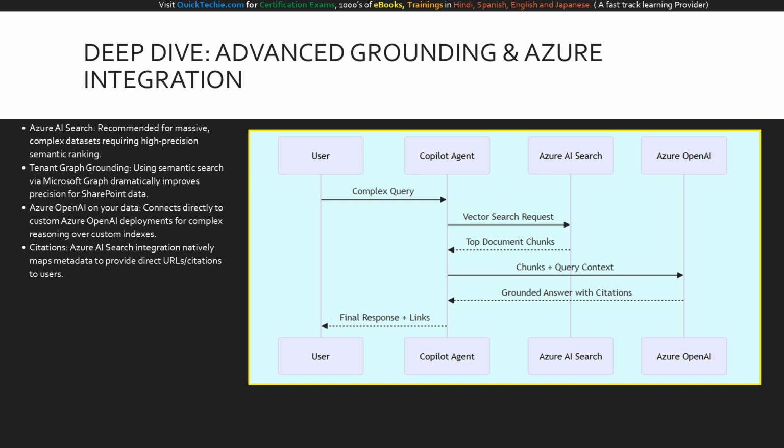The user submits a prompt to the agent. The agent forwards a vector search request to Azure AI Search, which quickly returns the most relevant document chunks. The agent then packages those chunks with the user's context and sends them to Azure OpenAI. Azure OpenAI synthesizes a coherent, grounded answer, which the agent delivers back to the user complete with clickable citations.